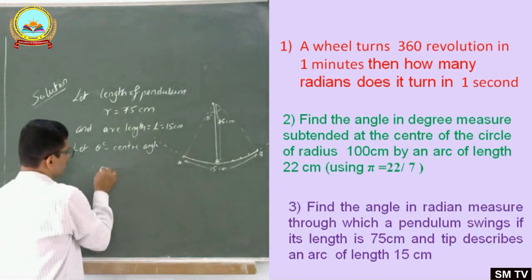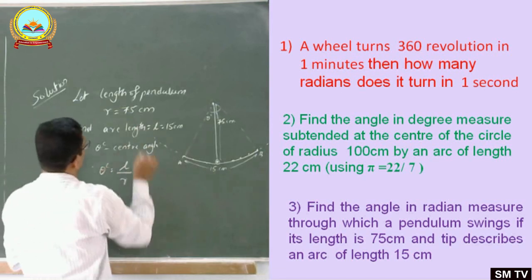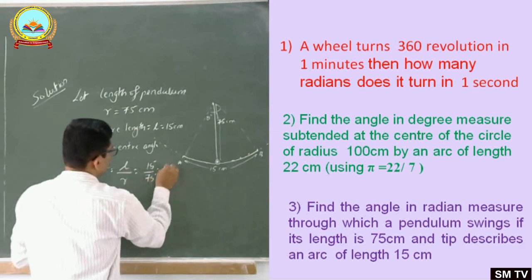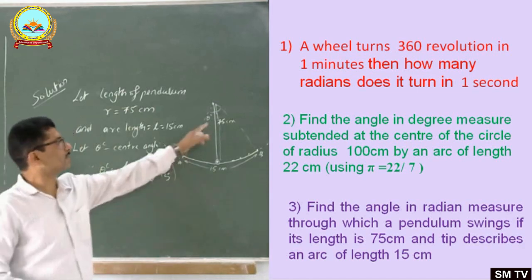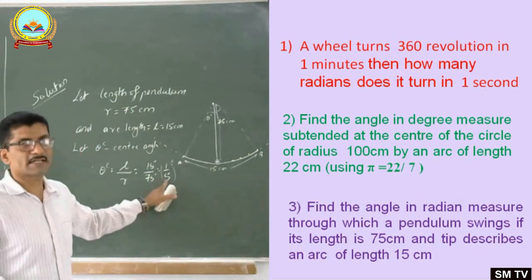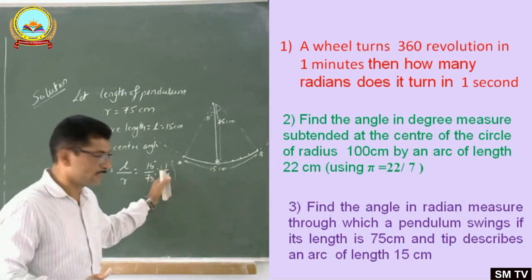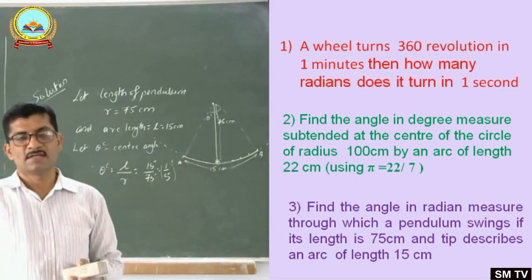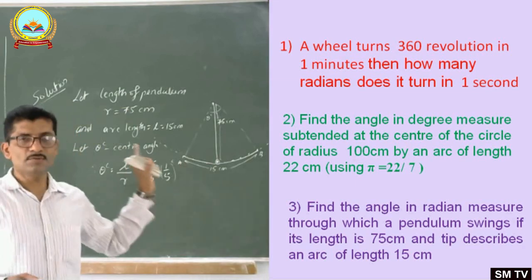You know that theta in radians is equal to arc length divided by radius. Arc length is 15 and radius is 75, so this value is 1 divided by 5 radian, which is 0.2 radians. Suppose it is asked in degree measure, then we convert this radian into degrees by multiplying with the conversion factor 180 divided by pi. Next, using the approximate value of pi, either 3.1416 or 22 by 7, we convert it into degrees.